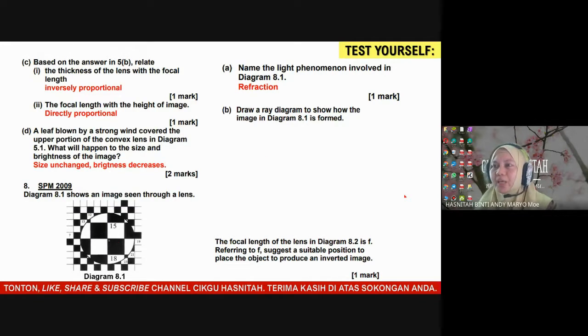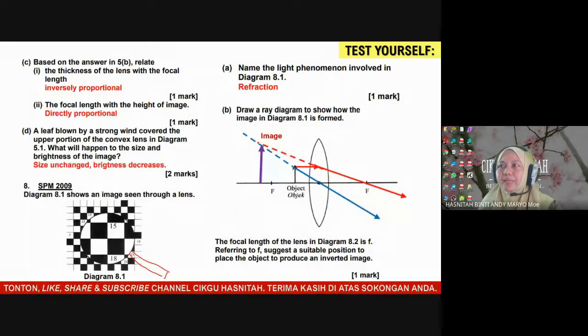What do you think the position of the object is here? This is actually an application of a magnifying glass. So we place the object less than the focal length, and this gives the characteristics of the image formed. This is how we draw the ray diagram.